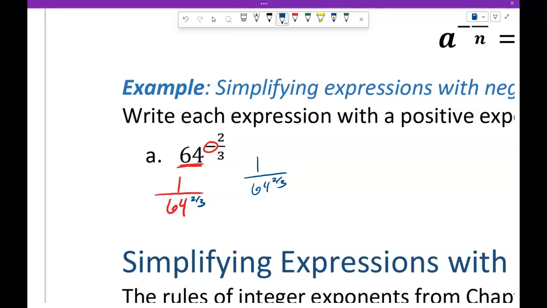And so now we can write it in radical notation. Third root of 64 squared. Third root of 64 is 4, and then we square it, we get 16.